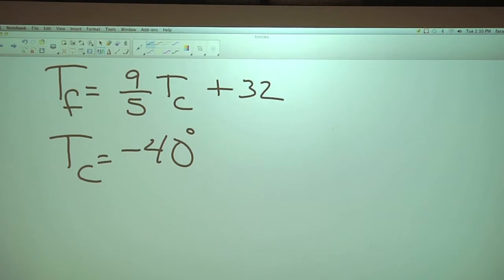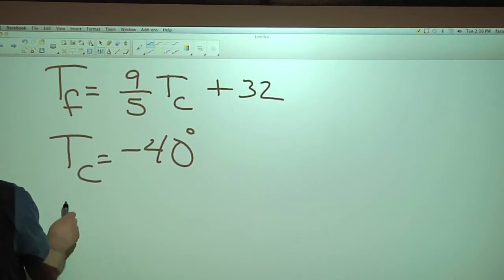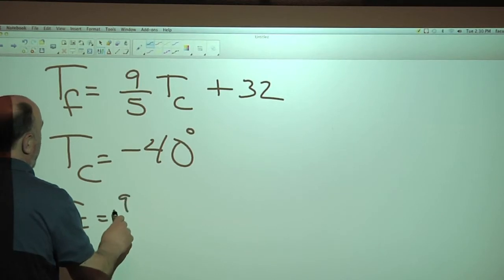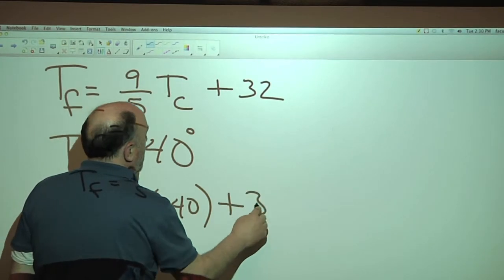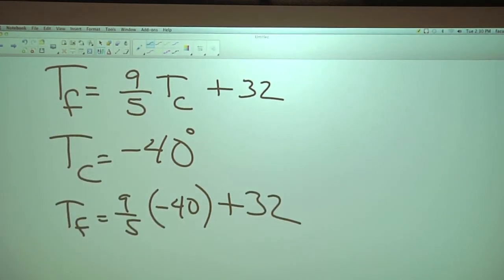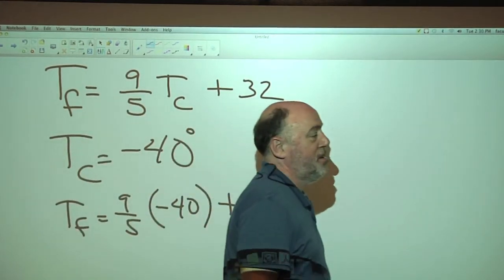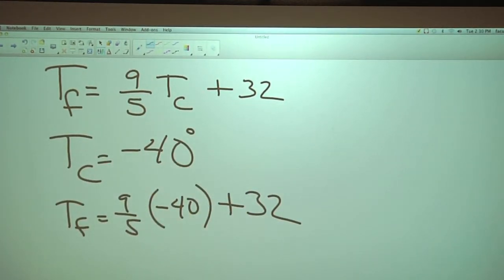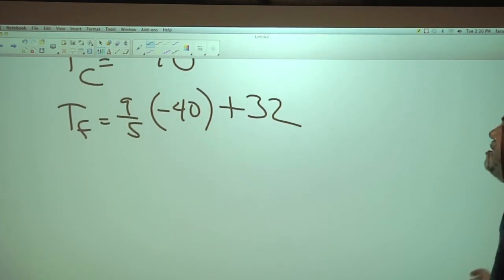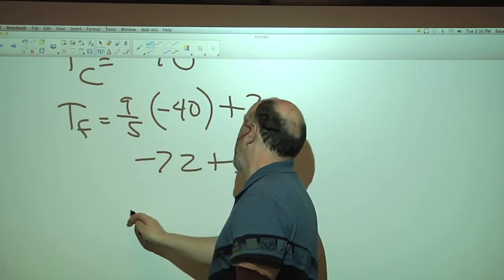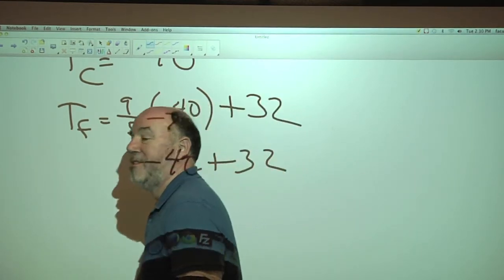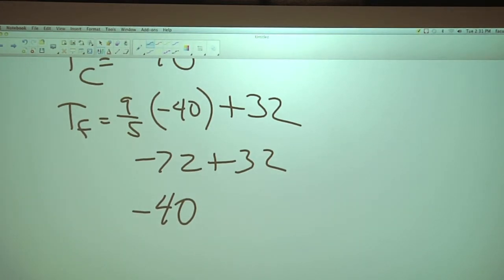Because again, what I would do is I plug in, right? F equals 9/5 times negative 40 plus 32. 9/5 times negative 40 ends up giving you a minus 72, and you end up back at negative 40. So, it's the only time you get the same reading on both thermometers.